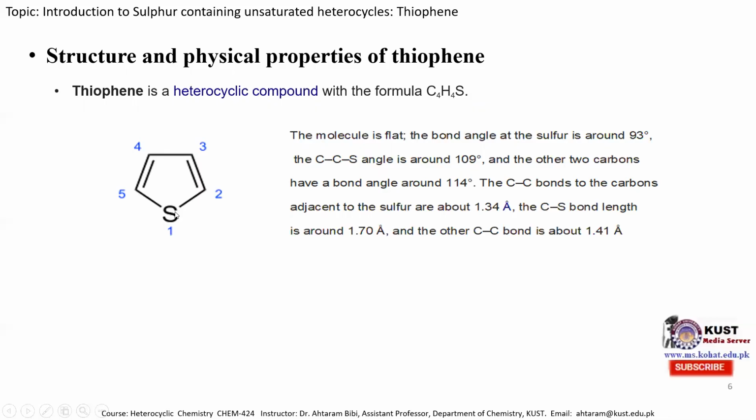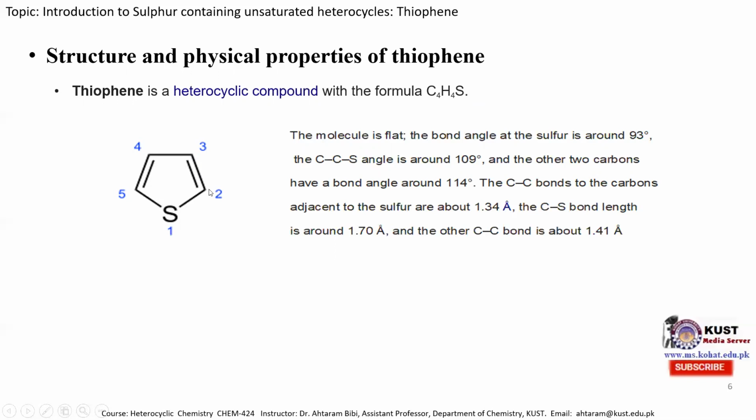The bond angle at the sulfur is around 93 degrees. This carbon-sulfur-carbon bond angle is 93. And the carbon-carbon-sulfur bond angle is 109. So this bond angle is 109, and this one is 109, while this one is 93. And the carbon-carbon-carbon bond angle is equal to 114, and this one is also 114.